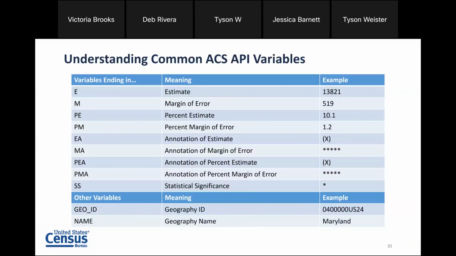Other variables you may see from the American Community Survey will end in E for estimate, M for the margin of error, PE for percent estimate, as we saw, and PM for percent margin of error.